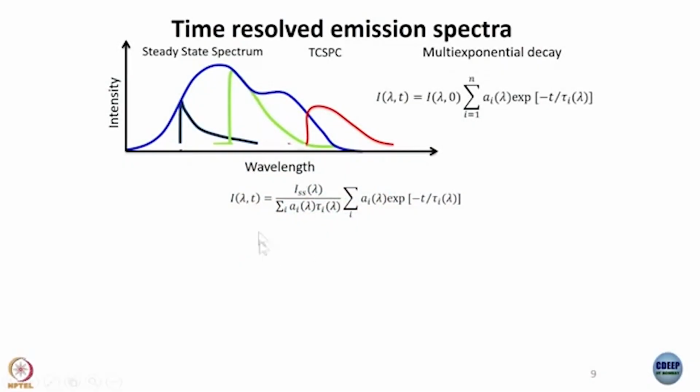That is why it is better to record the steady state spectrum and use this expression and substitute I0 by I_SS divided by the sum over i of A_i tau_i. So, this way what do you get? You get the intensity of fluorescence at any emission wavelength lambda at any time t after excitation. Now, what do you do?